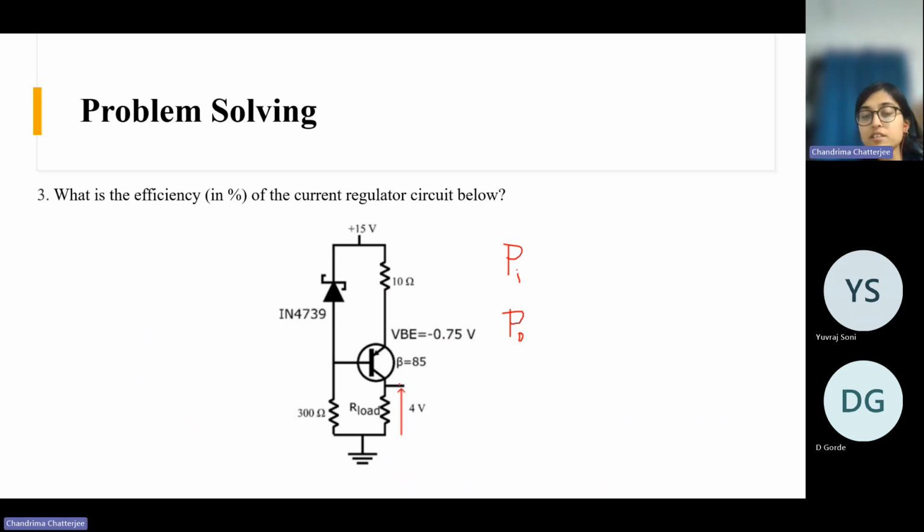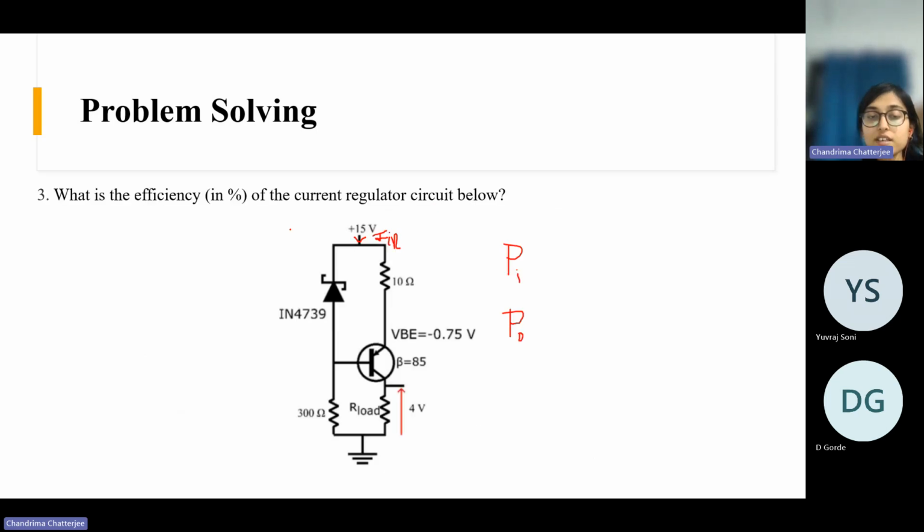So P out will be the power absorbed by this load. This is the load resistance, R load. So the power absorbed by this load will be our output power, and input power will be the multiplication of the source voltage, 15 volt, by the source current that is drawn from the source, I input. So if we can calculate I input, then multiplying it with the source voltage, we can get the input power. So let's see how to do that.